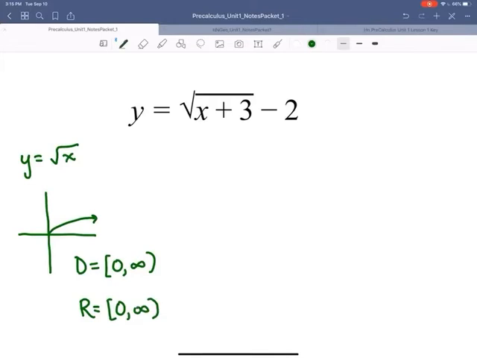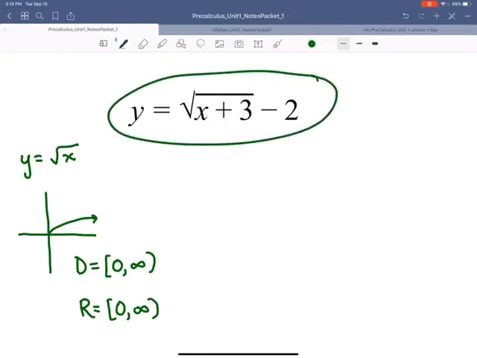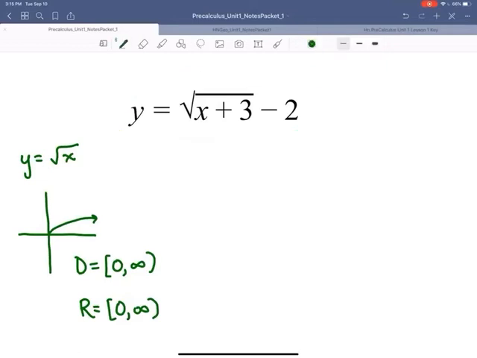So now let's think about this function as a transformation of y equals root x. X plus 3 under the radical means that there's a shift 3 to the left. And then minus 2 on the outside of the radical means that the graph is shifted down 2. So we can apply this to writing the domain and range of our square root function.